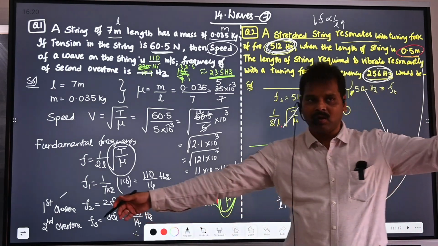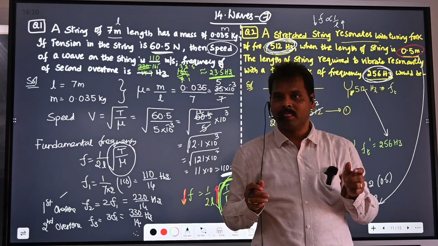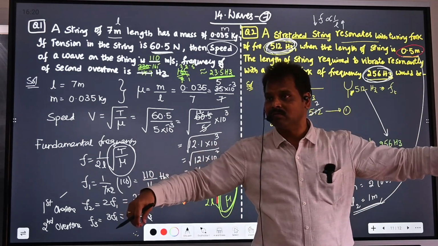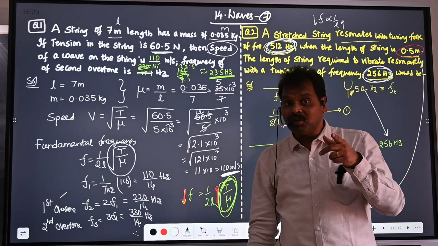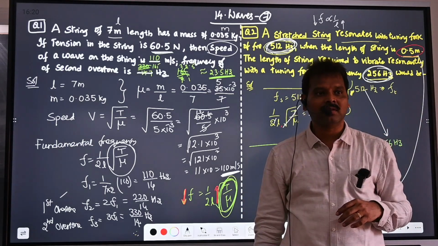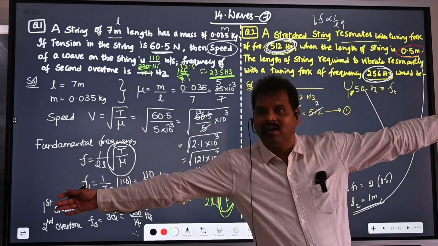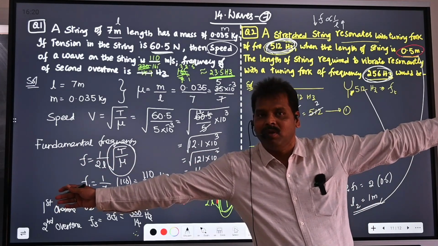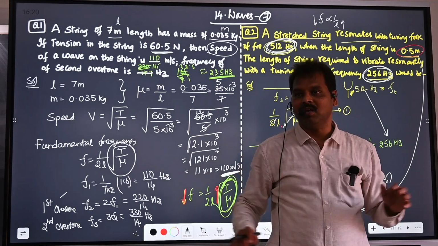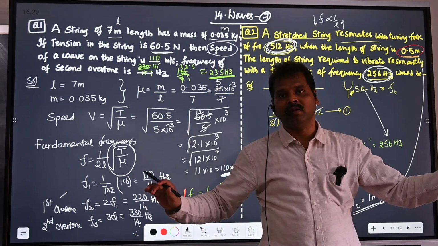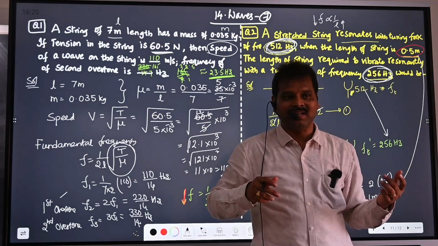Students, if you take veena and guitar, and we are using the same wire in both, which gives more frequency? Guitar. Veena length is more, frequency is less. Guitar length is less, frequency is more.